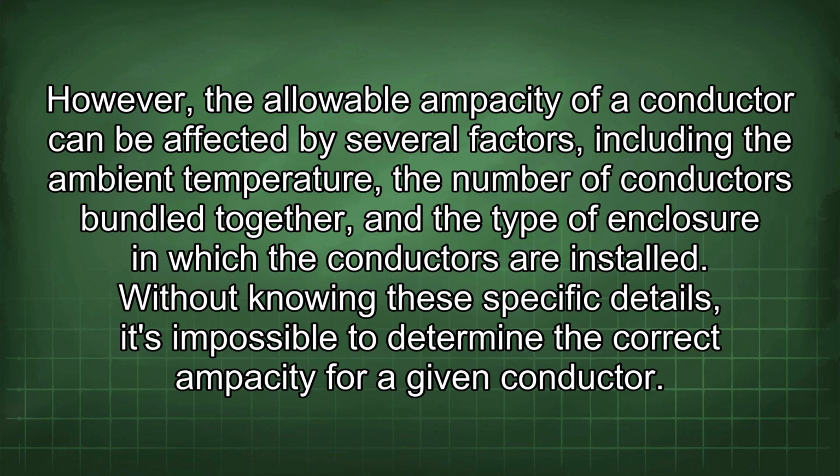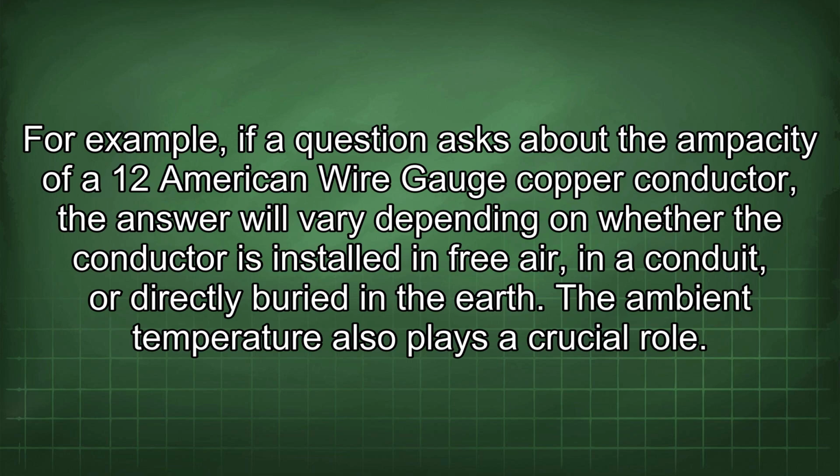However, the allowable ampacity of a conductor can be affected by several factors, including the ambient temperature, the number of conductors bundled together, and the type of enclosure in which the conductors are installed. Without knowing these specific details, it's impossible to determine the correct ampacity for a given conductor. For example, if a question asks about the ampacity of a 12 American wire gauge copper conductor, the answer will vary depending on whether the conductor is installed in free air, in a conduit, or directly buried in the earth.